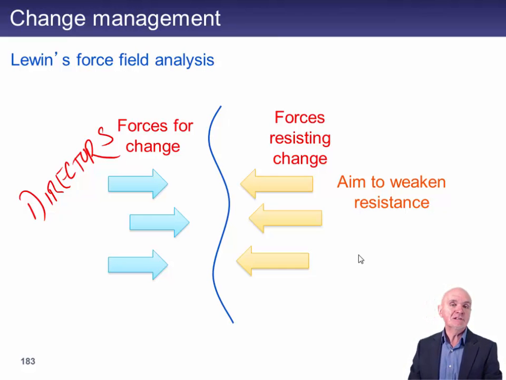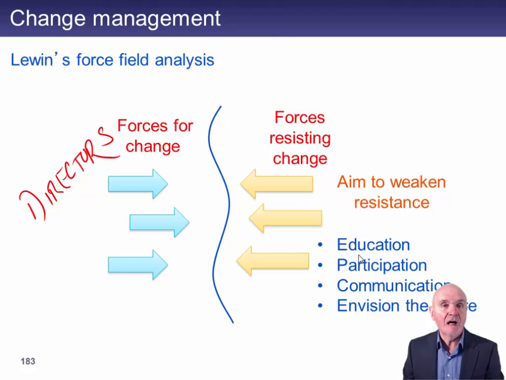What Lewin says, instead of having this head-to-head confrontation, what you should work on is trying to weaken the resistance to change, weaken these resisting forces. And the 4 ways in which you can do that are these. First of all, educate people, tell people, explain to people why the change is needed.